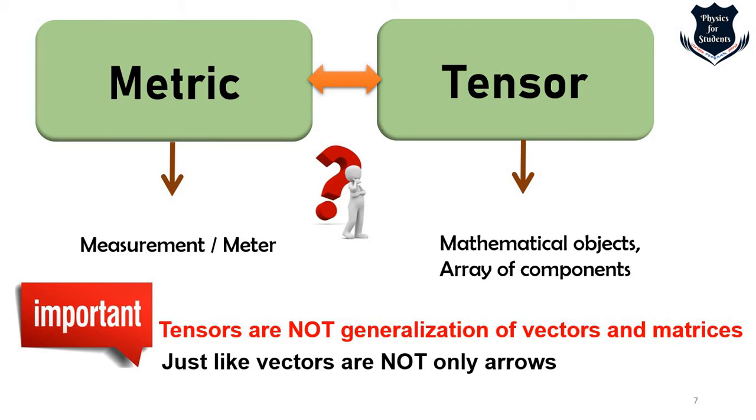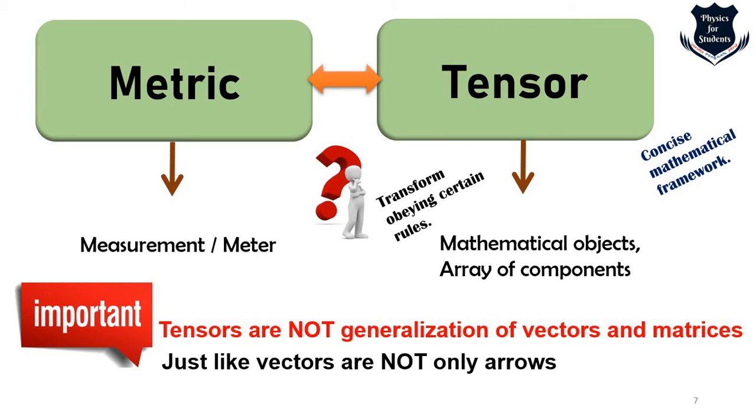Just like vectors are not only arrows, we show vectors with arrows, right? On the right hand side it goes tip to tail, the addition and all those things. Tensors are like that, like vectors are not only arrows, which we do conventionally. So we do conventionally say tensors are generalizations of vectors, but they are not, right? So just as vectors are not only arrows, tensors are also not generalizations of vectors and matrices, right? So we can say in this way for our understanding that it is a concise mathematical framework and it obeys a certain set of transformation rules.